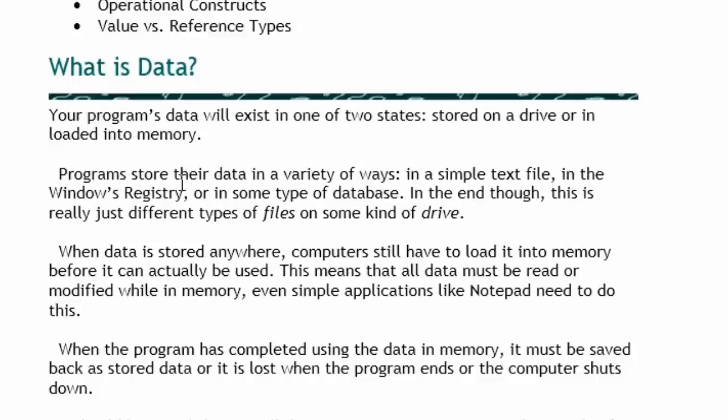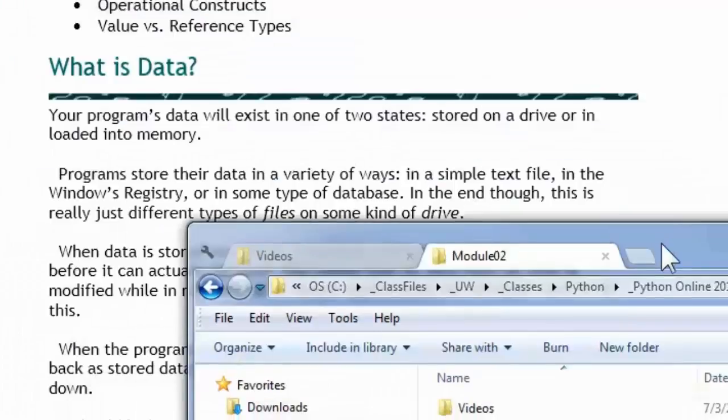Programs actually store data on the drive in a bunch of different ways. They may store it as a simple text file. They may store it in the Windows registry. They may actually put it in some type of database. When you're looking at it, it doesn't really matter where it's at. They're just some kind of file on some kind of drive. And people get a little misled about what that means.